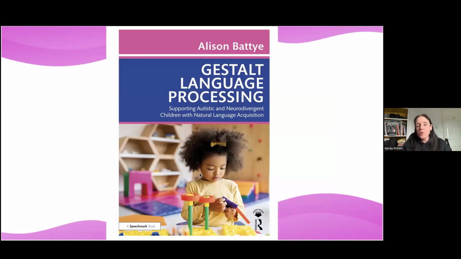A lot of what I'm talking about tonight has been drawn from Alison Batty's book on Gestalt language processing, which you can get from Amazon. It's about £35, and it is a really good practical guidebook through Gestalt language processing and natural acquisition stages. Alison Batty is an independent speech and language therapist like myself, based in the UK. And this is probably the easiest, most comprehensive and simple to understand book there is out there. So I really recommend this to you. If you're only going to have one book on your bookshelf to support you in your knowledge around this subject, this is the one to get.